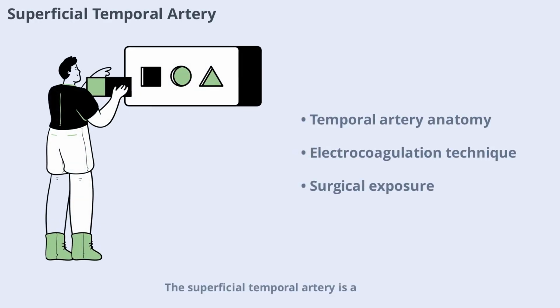The superficial temporal artery is a terminal branch of the external carotid artery. Bleeding from the temporal region can be managed by direct identification of the bleeding point and electrocoagulation. Pulsations can be felt just anterior to the preauricular region, and the artery is often encountered during temporomandibular joint surgery.